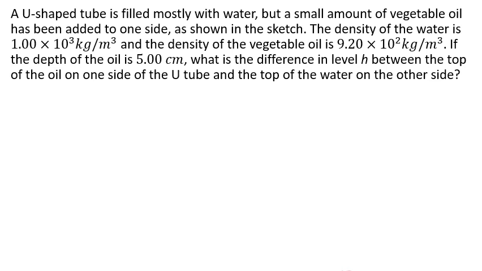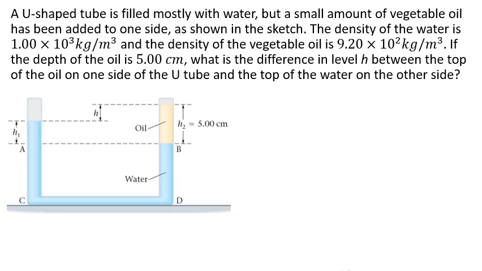Okay, let's work on an example here. A U-shaped tube is filled mostly with water, but a small amount of vegetable oil has been added to one side as shown in this sketch. Initially we have the U-shaped tube completely filled with water, so the water level at this end and this end are at the same height. The water level won't change.